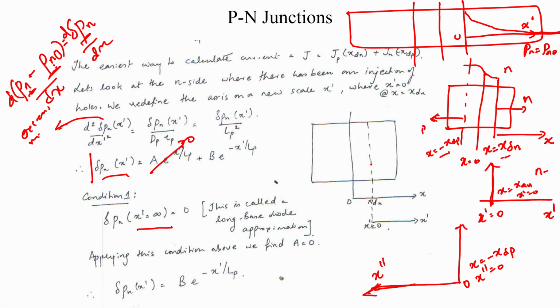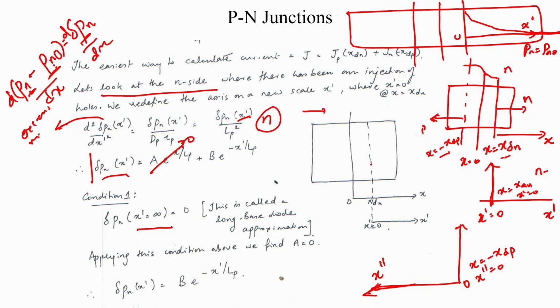So remember, we are looking at the n side, these expressions are not valid for the p side. We are looking at the holes injected into the n side, and we are using the x dash coordinate system. We are only looking at the n side of the junction. Okay, so that's written here, but just in case that is not clear.